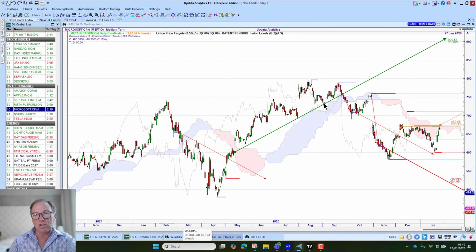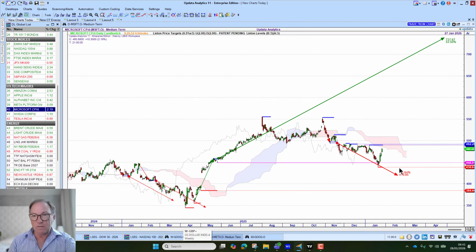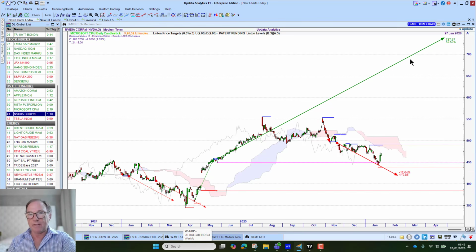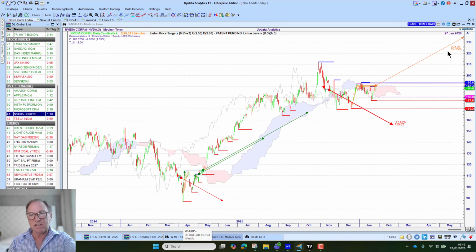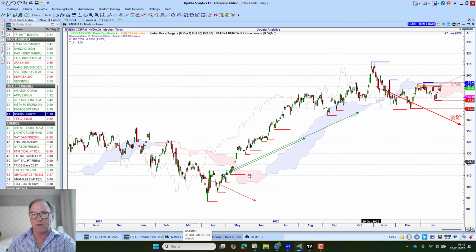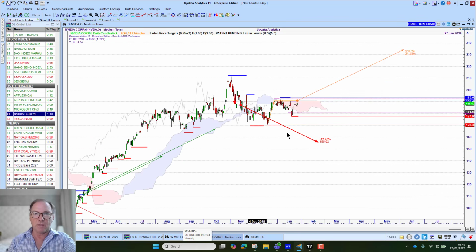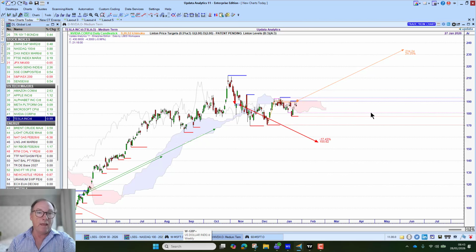Microsoft up quite strongly. Again, still got a downside target in place, and if we look at Nvidia, that has yet to activate this upside target. Still a little bit of a worry on Nvidia that we're just not managing to make new highs. That 170 level we talked about is really important. And we look at Tesla.